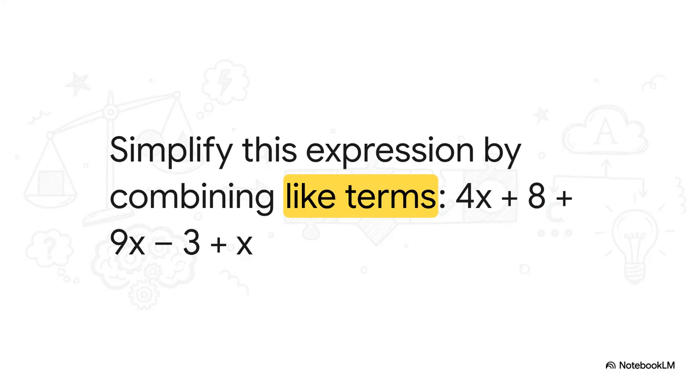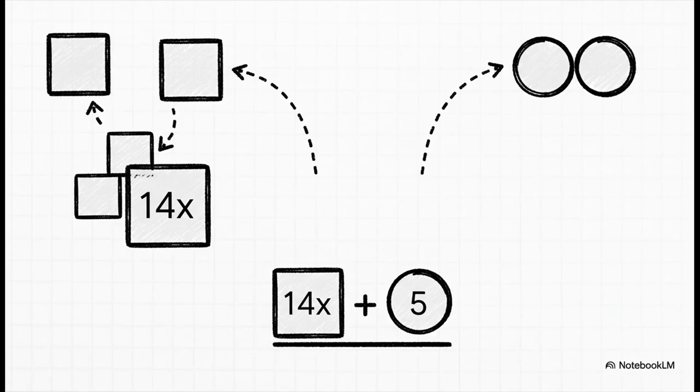Let's try one. Here we have a whole mix of terms. Some of them have the variable x, and some are just plain old numbers, which we call constants. The very first step to making sense of this is to find those matching puzzle pieces, to spot our like terms. And here's how we sort it all out. We're going to group all the x terms together and all the plain numbers together. So 4x plus 9x plus another x gives us 14x. And then 8 minus 3 gives us 5. And just like that, that long, messy expression becomes a nice, simple 14x plus 5.